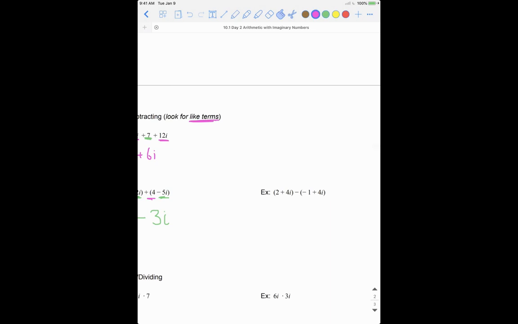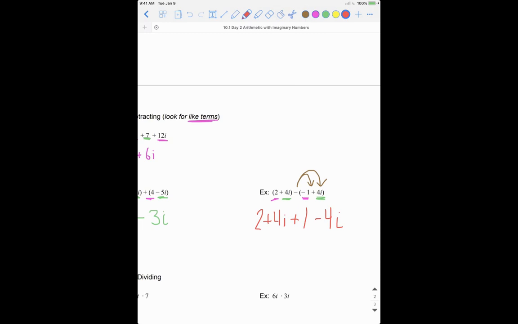Lastly, we're going to move on to when there's a subtraction in between. Again, we should go through and say, all right, what are my like terms? Here's a like term. Here's a like term. Here's a like term. All right, but now we've got to think about what happens when there's subtraction. Hopefully some of you are thinking, just distribute that minus. So if we rewrite, we get 2 plus 4i. That did not change. But then if we distribute the minus, we get plus 1, and we get minus 4i.